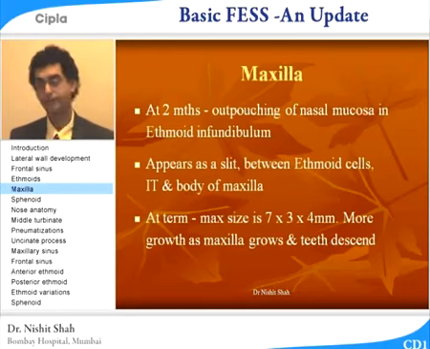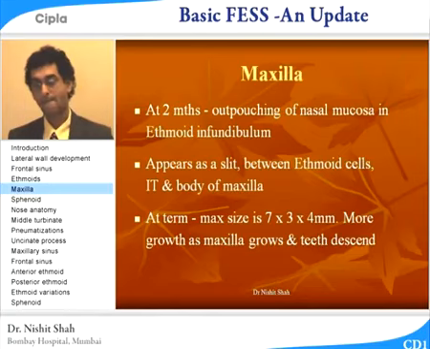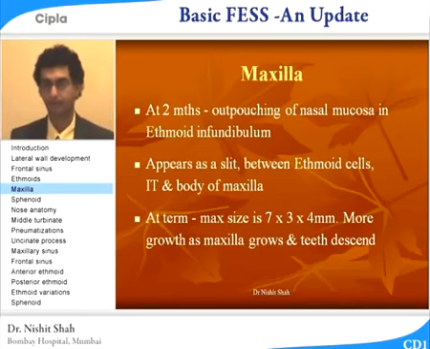The maxilla, when we saw in the axial section, even at 2 months there is pouching, the lateral outpouching of the nasal mucosa from the infundibulum, and that will gradually become bigger. At term the maxillary sinus is quite small, it's in millimeters, but the majority of the growth will occur only after secondary dentition, when the teeth have descended, and then the maxilla is free to grow into its full size.